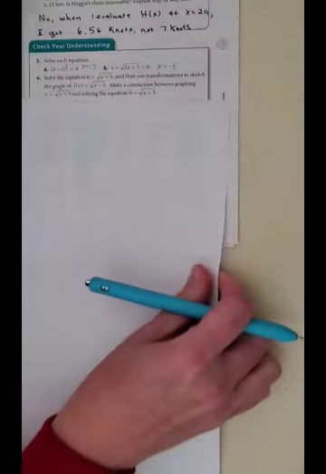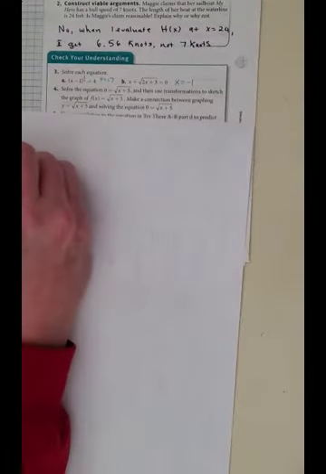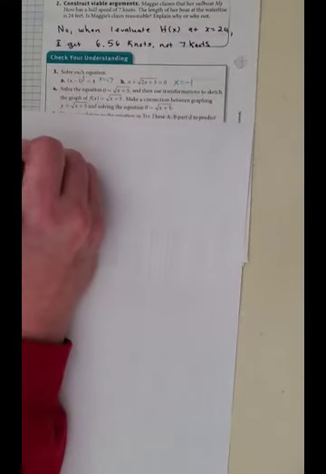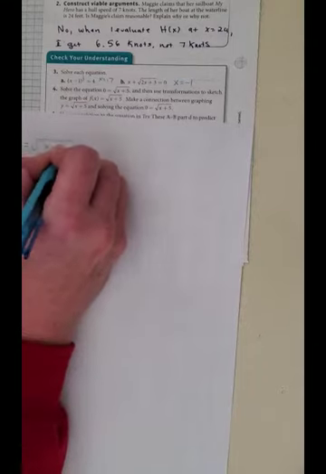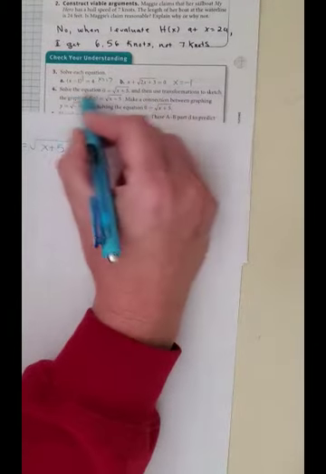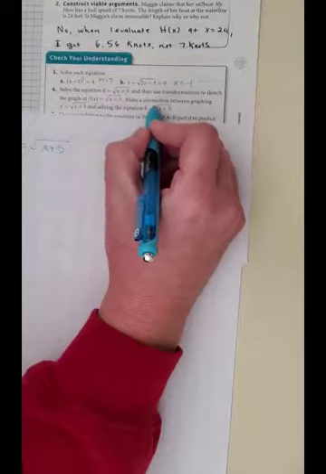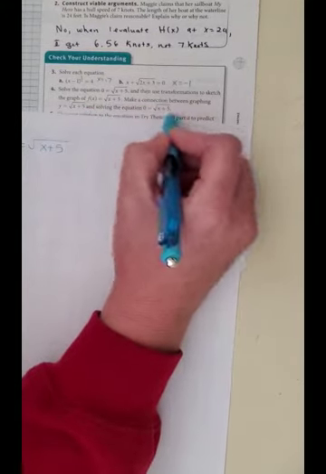All right, number 4. So let's try number 4. Solve the equation 0 equals square root x plus 5, and then use transformations to sketch the graph. Make a connection between graphing it and solving it.